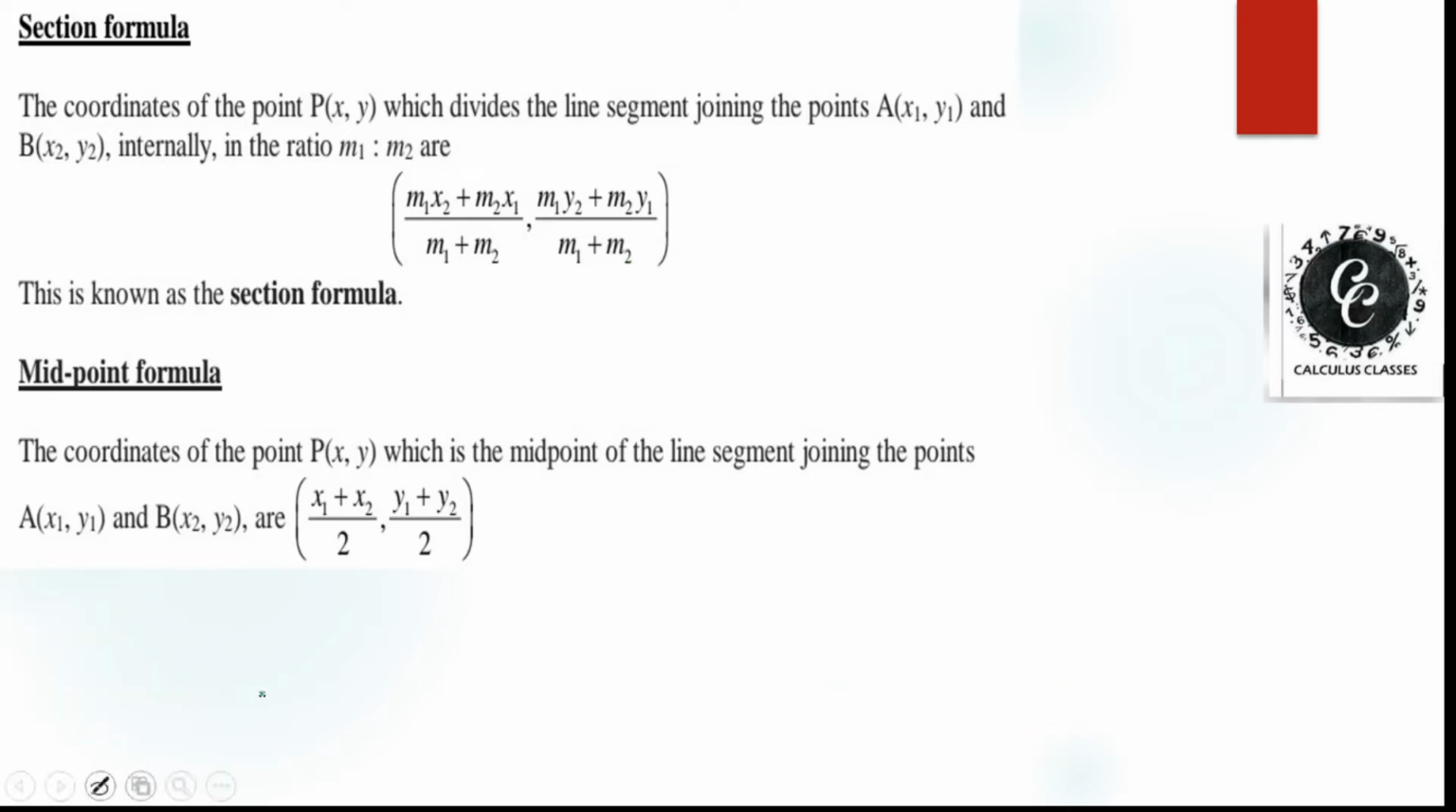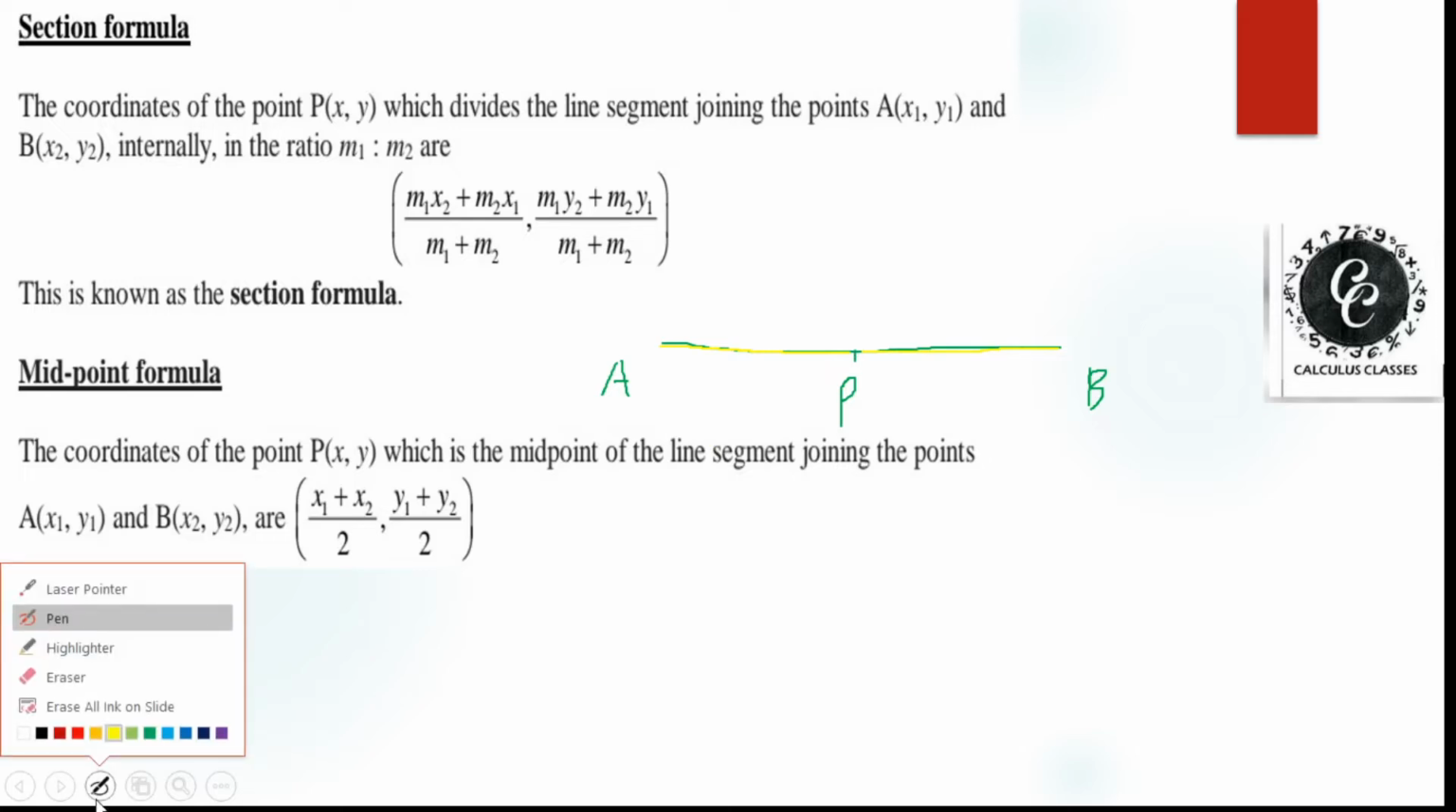Now again, if the case is coming in this manner, see what happens if this is point A and this is point B, and this line segment is divided by point P, and someone tells you this point P is the midpoint. What is the meaning of midpoint? It means this length will be exactly equal to this one, so the division will be equal.